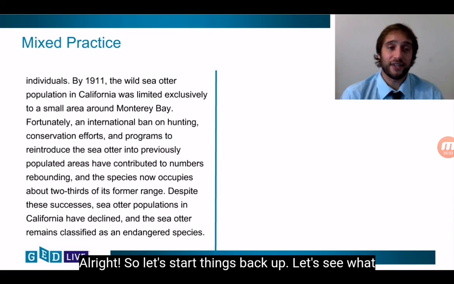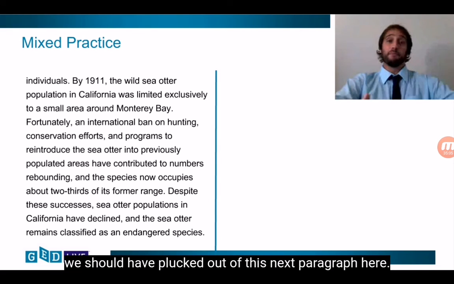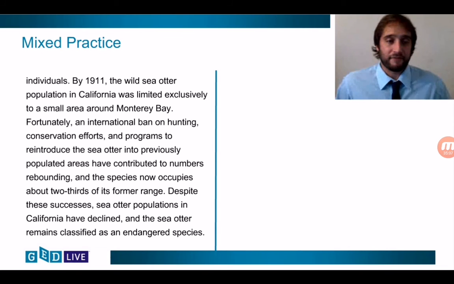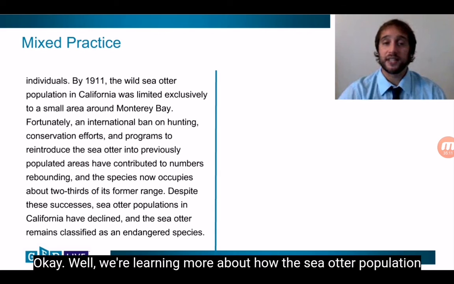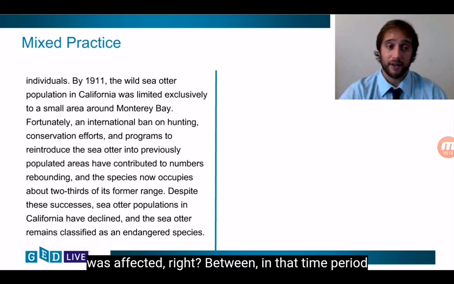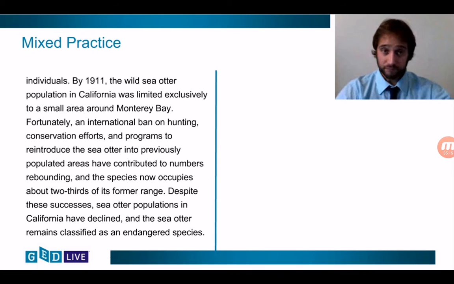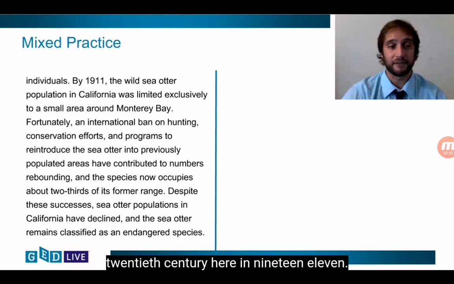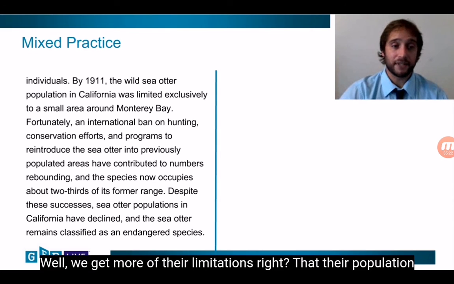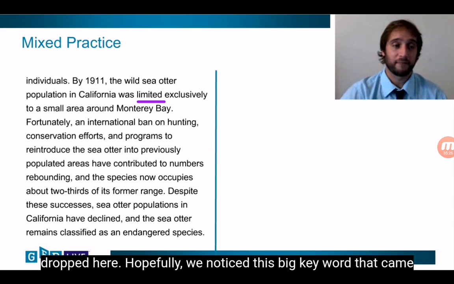All right, so let's start things back up. Let's see what we should have plucked out of this next paragraph here. Okay, well, we're learning more about how the sea otter population was affected, right, in that time period in the 18th century and then in the early 20th century, in 1911. But we get more of their limitations, right, that their population dropped here.